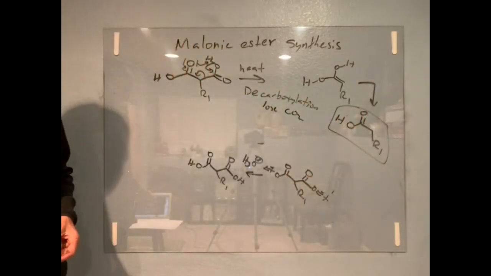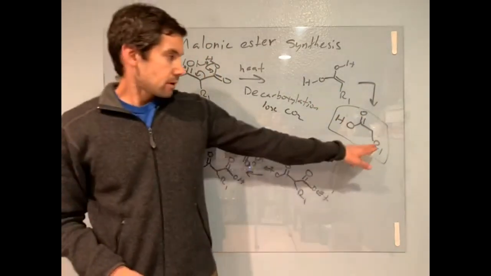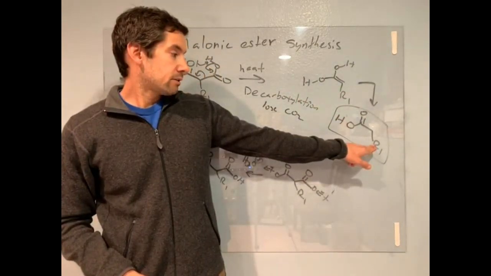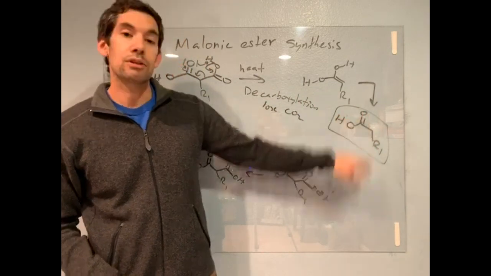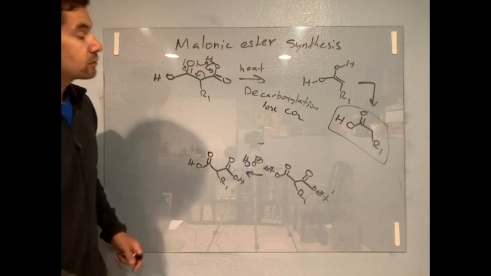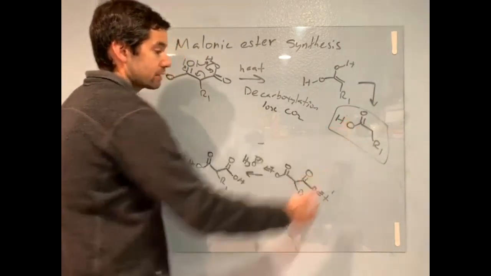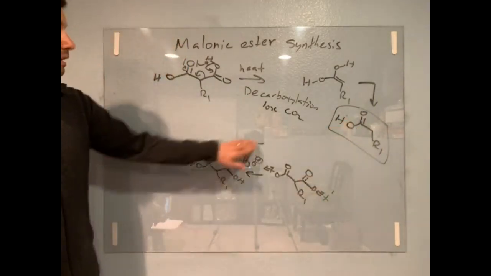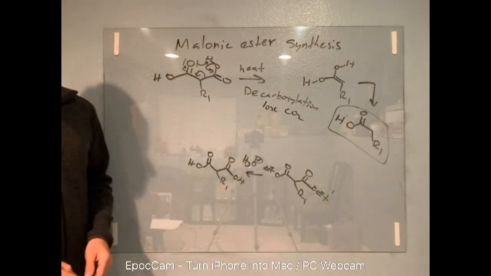So it's a great way of taking an alkyl group and then converting it into a carboxylic acid, right? It's a great way of doing that, adding more carbons and things, right? And also getting this carboxylic acid functional group, which is great. We can do a lot of chemistry with it, okay? So this is our malonic ester synthesis.